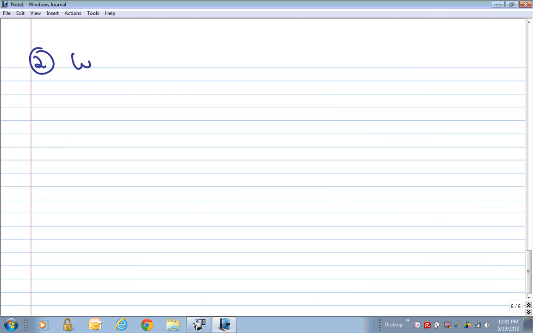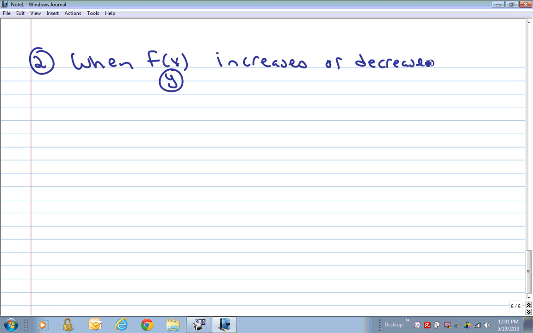All right, let's look at a second case where no limit exists. Case 2: when our f of x, or our y value, increases or decreases without bound. In other words, it continues on forever and never reaches a particular value.